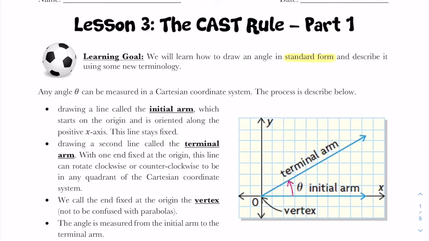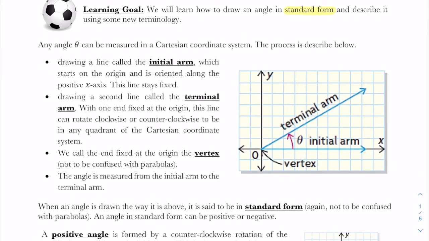We can draw any angle theta in a Cartesian coordinate system, and the process will be described below. For starters, we draw a line called the initial arm, and this is just a line that begins at the origin and is oriented along the positive x-axis. This can be seen in the picture to the right. I'll just highlight it. So that arrow I highlighted is your initial arm.